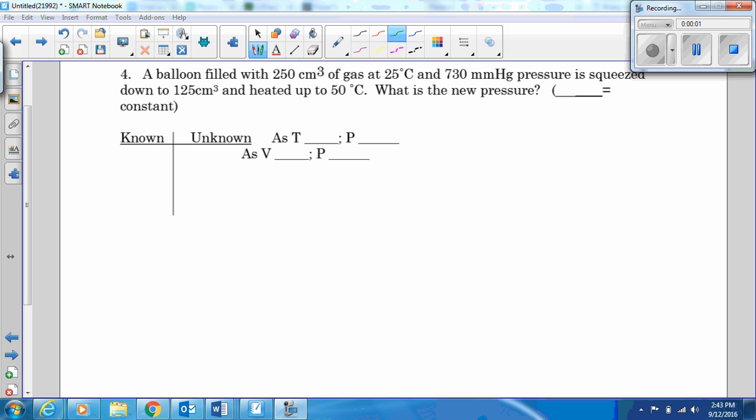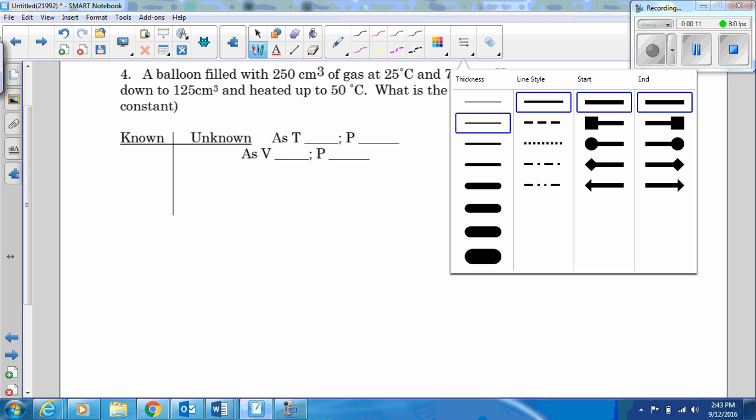We're now looking at number 4. Number 4 is a little trickier because there tends to be two things that are changing. So let's write down everything we know and let's draw a picture. So we're going to start by saying we're starting with a balloon.